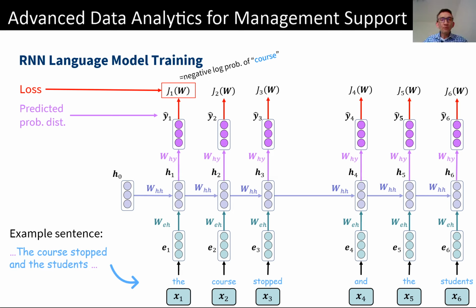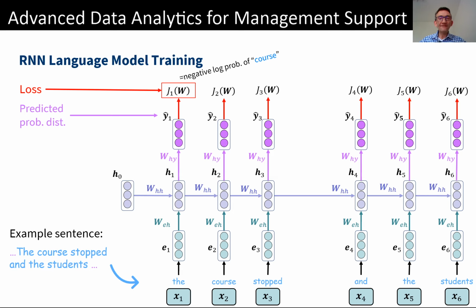So remember, when we work with RNNs, our data is sequential. We have this sequence of words, "The course stopped and the students," but we feed this sequence to our network in a stepwise manner. So we feed the network "the", which gets embedded, then gets combined with the hidden state H0. So we have, using our update equation, a hidden state H1. We pull an output from that and get ŷ1. ŷ1 is a probability distribution over all the words in our vocabulary. And then we calculate the loss.